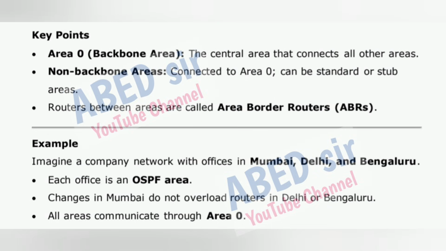Key points. Area 0, the backbone area, is the central area that connects all other areas. Non-backbone areas, connected to Area 0, can be standard or stub areas. Routers between areas are called area border routers, ABRs. Example: imagine a company network with offices in Mumbai, Delhi, and Bengaluru. Each office is an OSPF area. Changes in Mumbai do not overload routers in Delhi or Bengaluru. All areas communicate through Area 0.